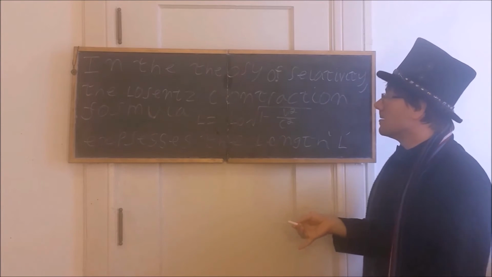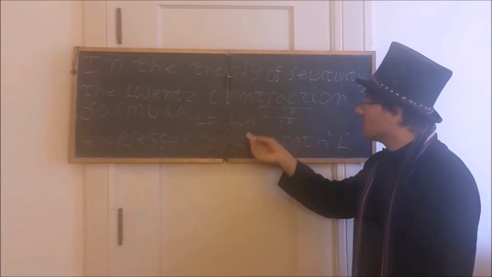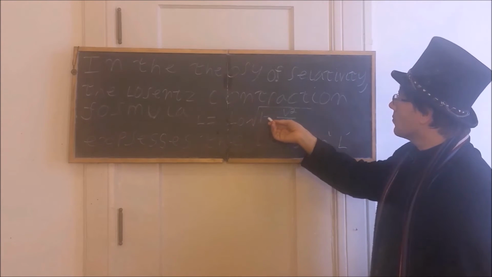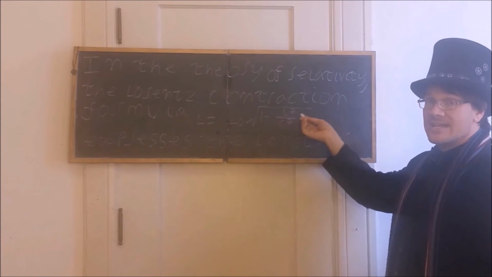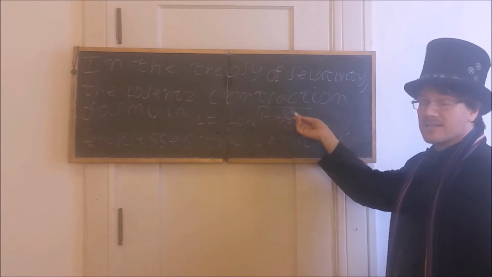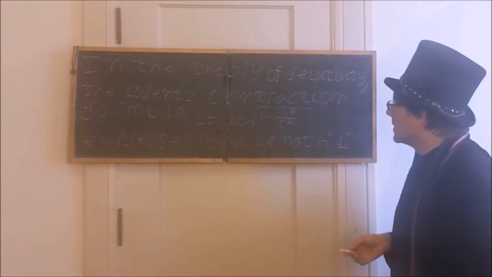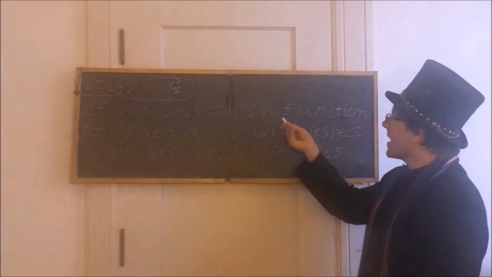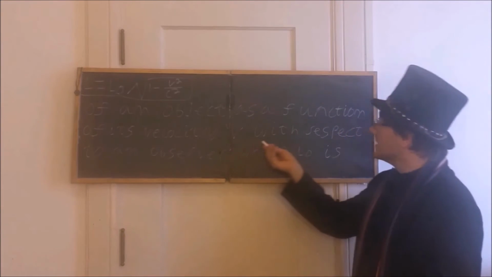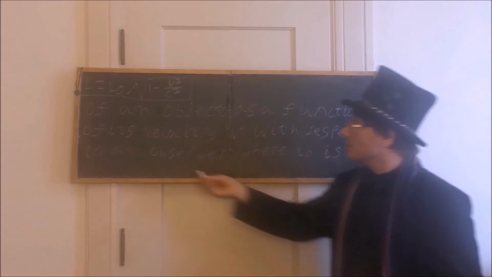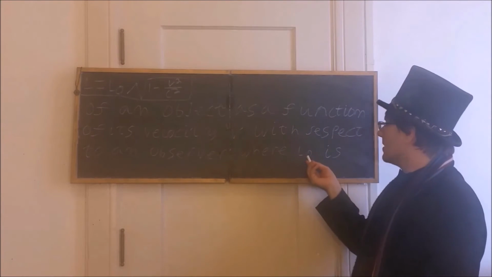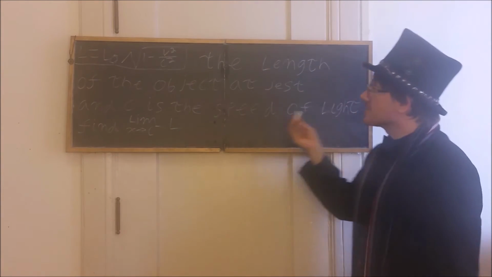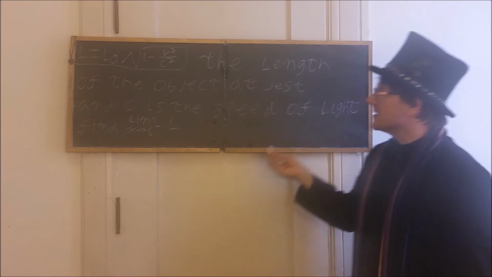Either way would work when it comes to this formula here. L equals L sub 0 times the radical of 1 minus v squared over c squared, where v squared is velocity squared and c squared is the speed of light squared. It expresses the length L of an object as a function of its velocity v with respect to an observer, where L sub 0 is the length of the object at rest and c is the speed of light.